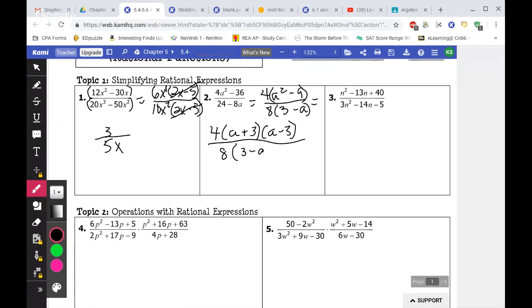And now this 3 minus a with this a minus 3, we need to start recognizing that as a negative 1. That factors to be a negative 1. We also can see that this 4 will factor out here, leaving 1 at the top and 2 at the bottom. So now we have at the top 1 times a plus 3 times a negative 1. So that's going to be negative a plus 3 over 2.